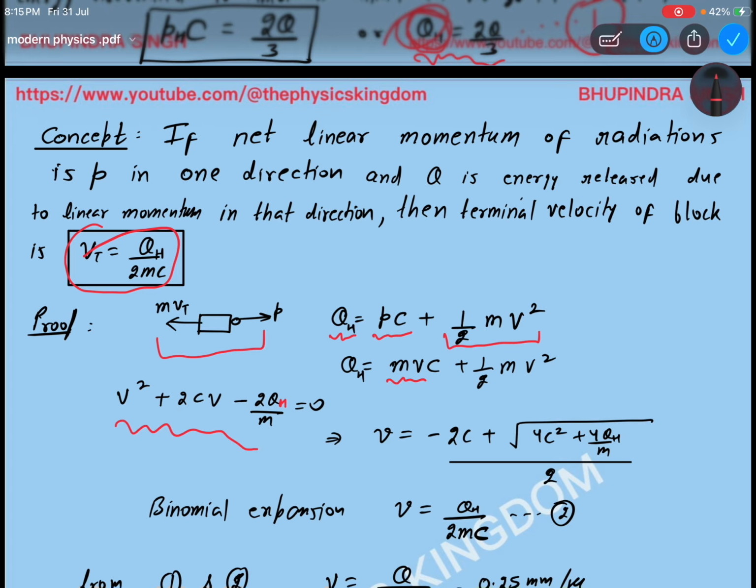answer key also they are writing this equivalent. So the equivalent is equal to this in the answer, which means they might also be doing a binomial expansion. So V I am getting as QH by 2mc. So that is equation number 2.